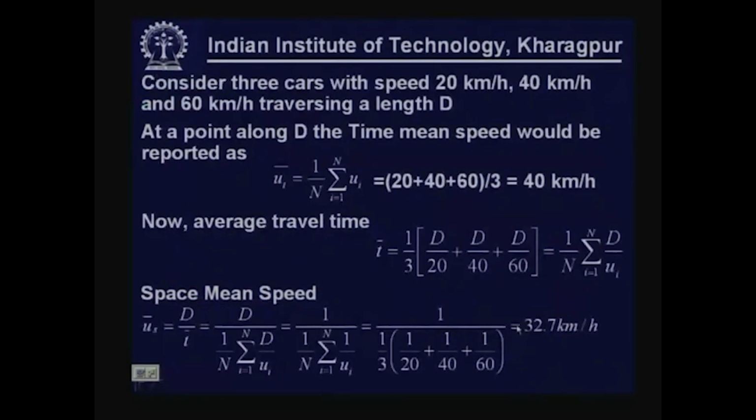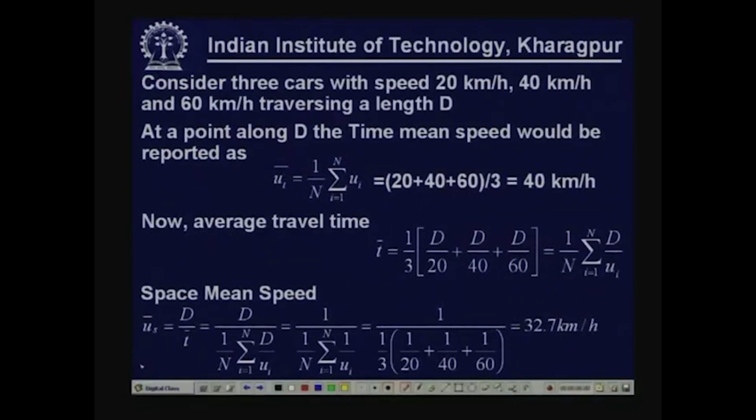Let us take an example. Let us consider that there are three cars moving with speeds of 20 km per hour, 40 km per hour and 60 km per hour, and traversing a length of d. Let us consider they are travelling at uniform speed. The first vehicle is travelling at 20 km per hour, uniform speed over the length d. The second vehicle is travelling at 40 km per hour, uniform speed over the length d, and so on.